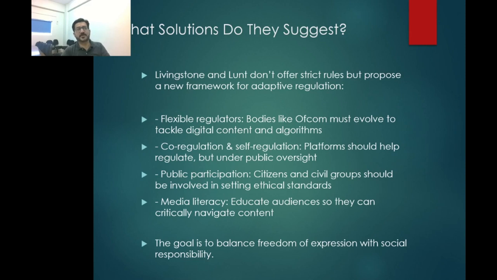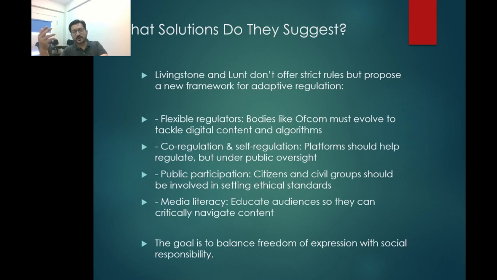Media literacy is being literate about what media does. For example, if there is propaganda, if there is a lot of fake news and stuff, if the audiences are media literate, they can themselves differentiate what's right and what's wrong. And they can critically navigate the content themselves. They can just think about the audience reception theory.